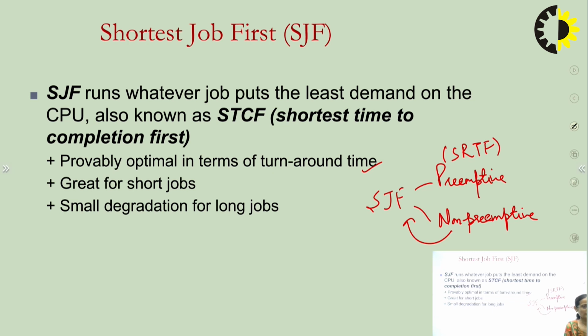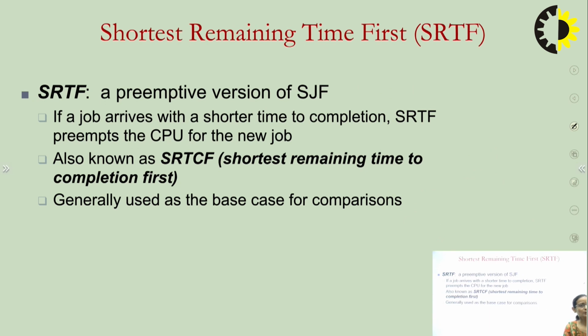In the case of FCFS, we have only one variant, the non-preemptive FCFS. No preemptive version of FCFS is available. Whereas in the case of SJF, we have two variants: one is preemptive and another is non-preemptive. Non-preemptive is known as it is, whereas the preemptive one is known by the name SRTF. So SRTF is a preemptive version of SJF.